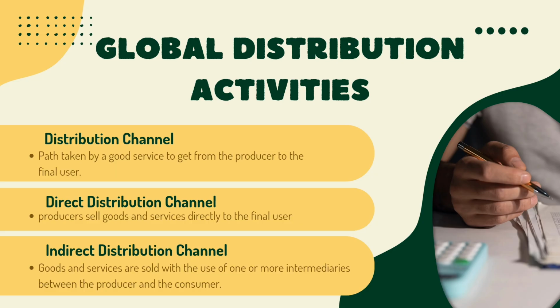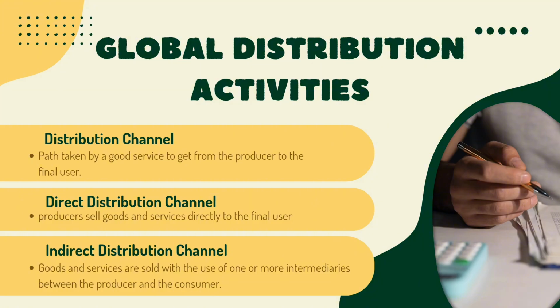Distribution channels are paths taken by a good or service to get from the producer to the final user. In simple terms, a distribution channel is the route that a product or service takes to get from the company that makes it to the person who ultimately buys and uses it.